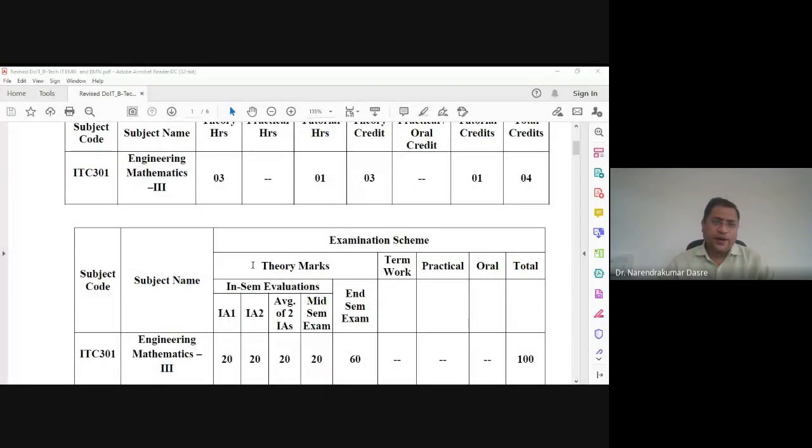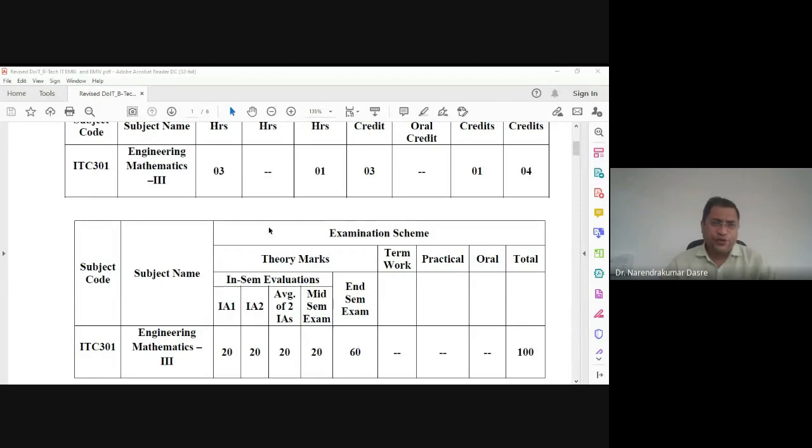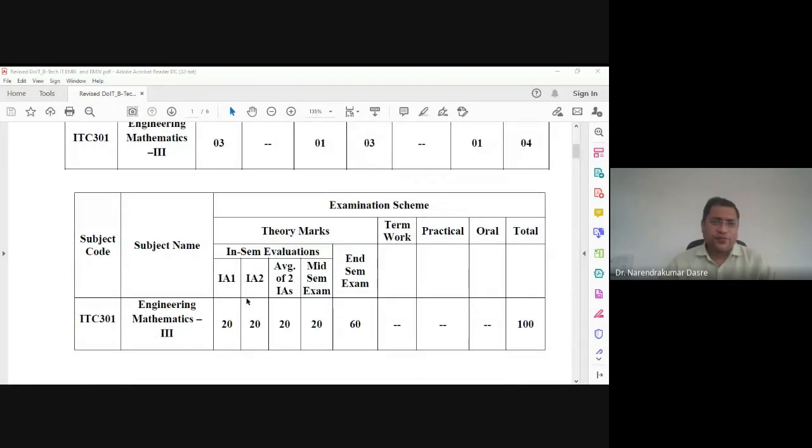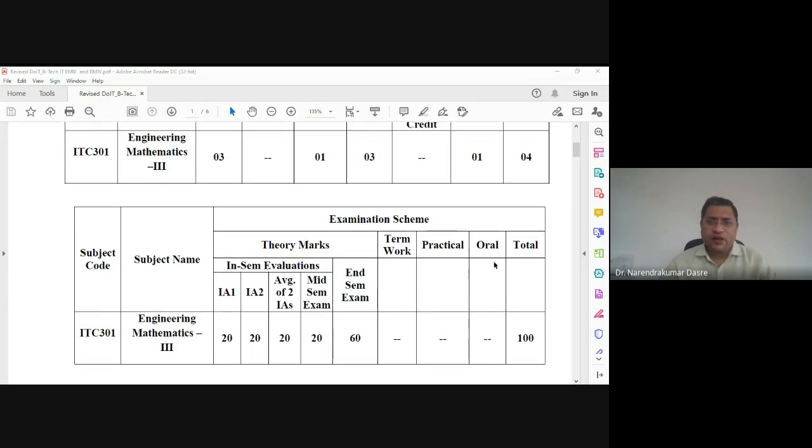Okay, so basically in SEM3, the examination pattern, all of you know. We'll have 3 theory lectures and 1 tutorial lecture. Your IA1 will be of 20 marks, IA2 will be of 20 marks, and then we'll consider the average of IA1 and IA2, which will be of 20 marks. Then you will have the mid-sem examination of 20 marks, and the end-sem examination of 60 marks. So in total this subject will be for 100 marks and 4 credits.